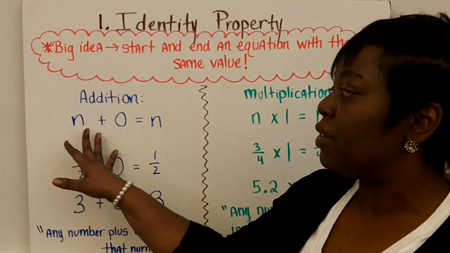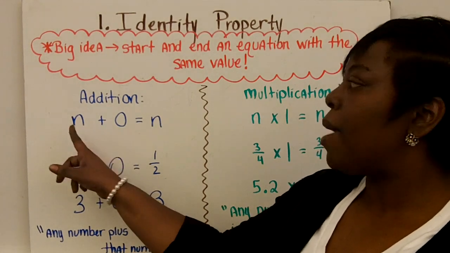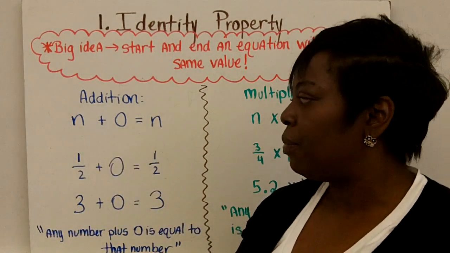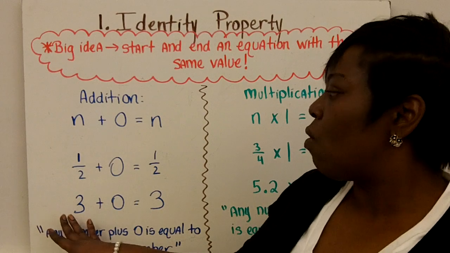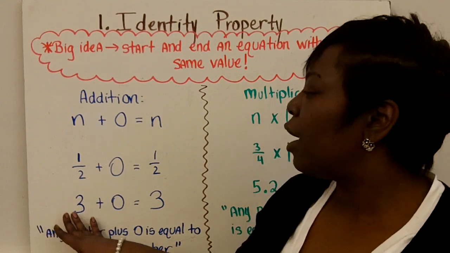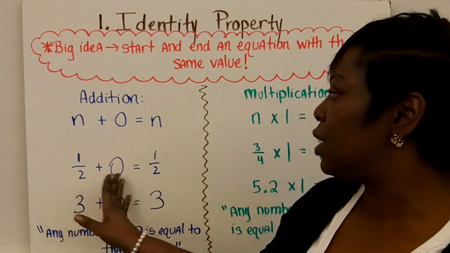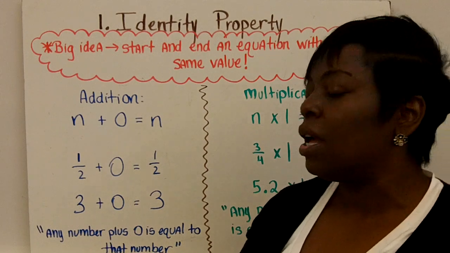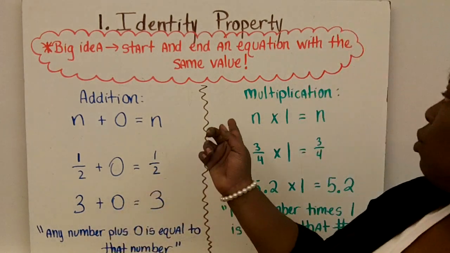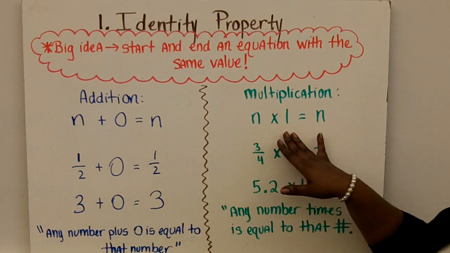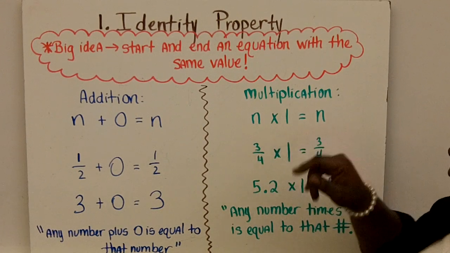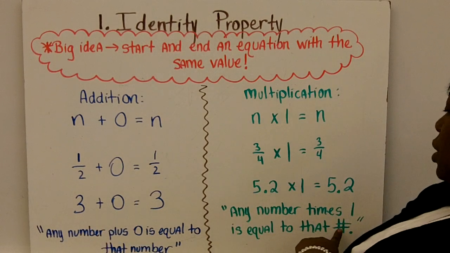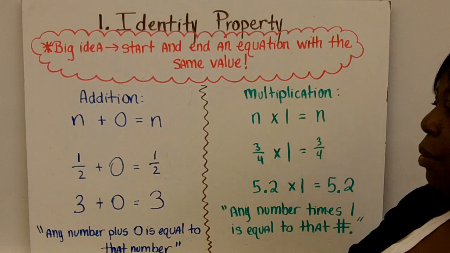The identity property of addition says that you will simply add 0. By adding 0 to any number, you will start and end with the same value. So regardless if it's a fraction or a whole number or a decimal, if you are adding 0 to it, what you start with is what you end with. Another way of thinking about this property is any number plus 0 is equal to that number. And the same rule applies for multiplication, except you would multiply by 1. Any number times 1 is that number. And again, regardless if it's a fraction, a decimal, or a whole number, any number times 1 is equal to that number.